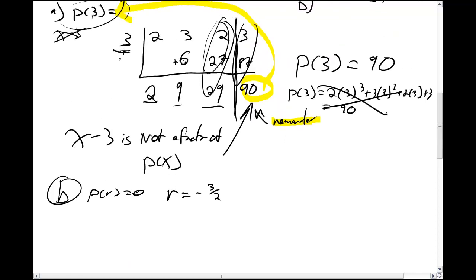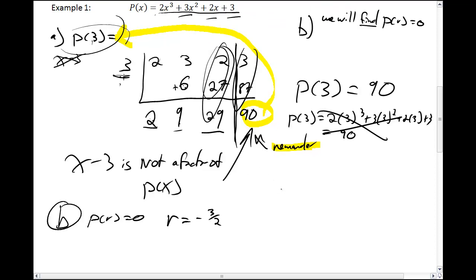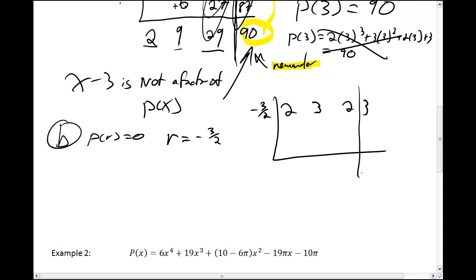But we take our synthetic division, we do it like we did before. We take 2, 3, 2, 3, and I'm going to divide it by our r, which is negative 3/2. Get my dividing line here, pull my 2 down, multiply 2 times negative 3/2, the 2's cancel, and this leaves me with negative 3. If that didn't make sense, it's time to review some fraction addition. 3 minus 3 gives me 0, and a fraction times 0 leaves me with 0. 2 plus 0 is 2. Negative 3/2 times 2, the 2's cancel, I'm left with a negative 3. I get myself a 0 here.